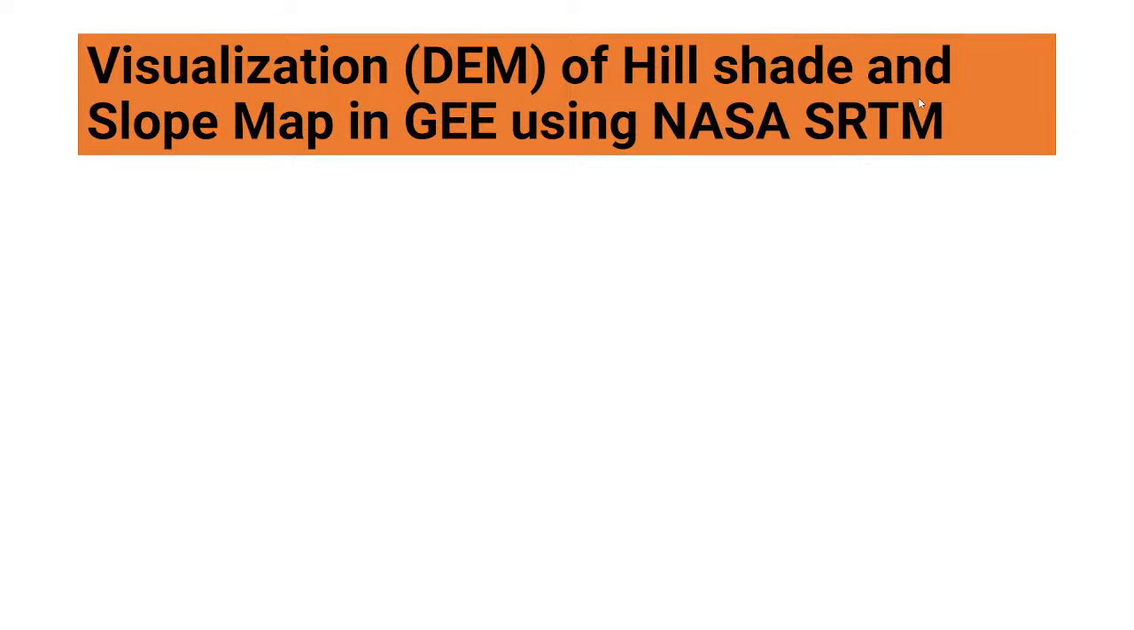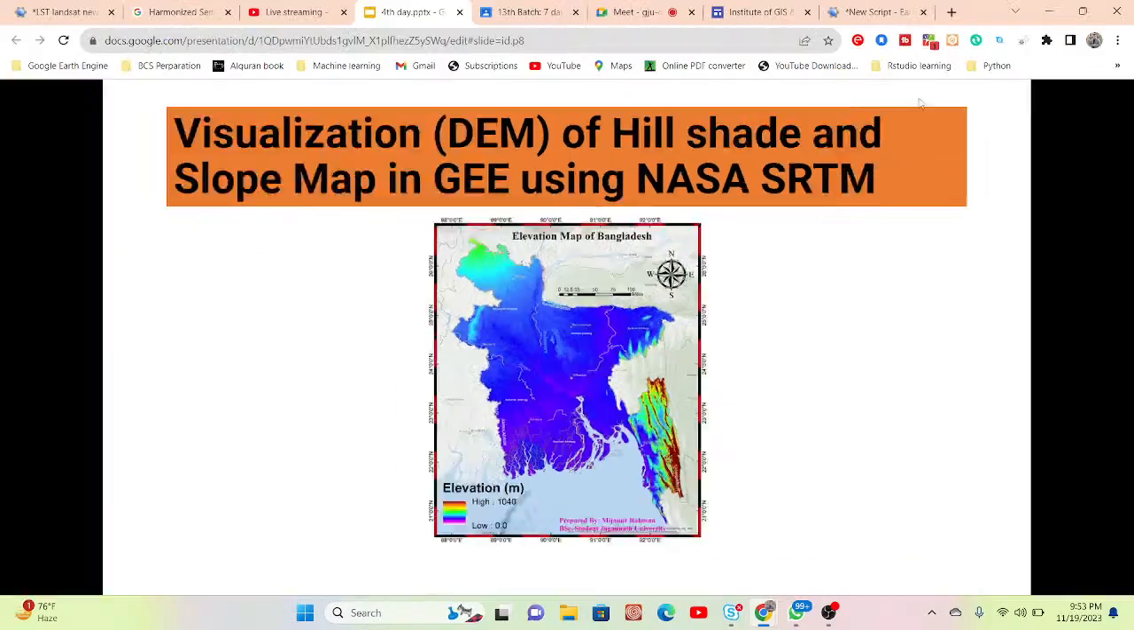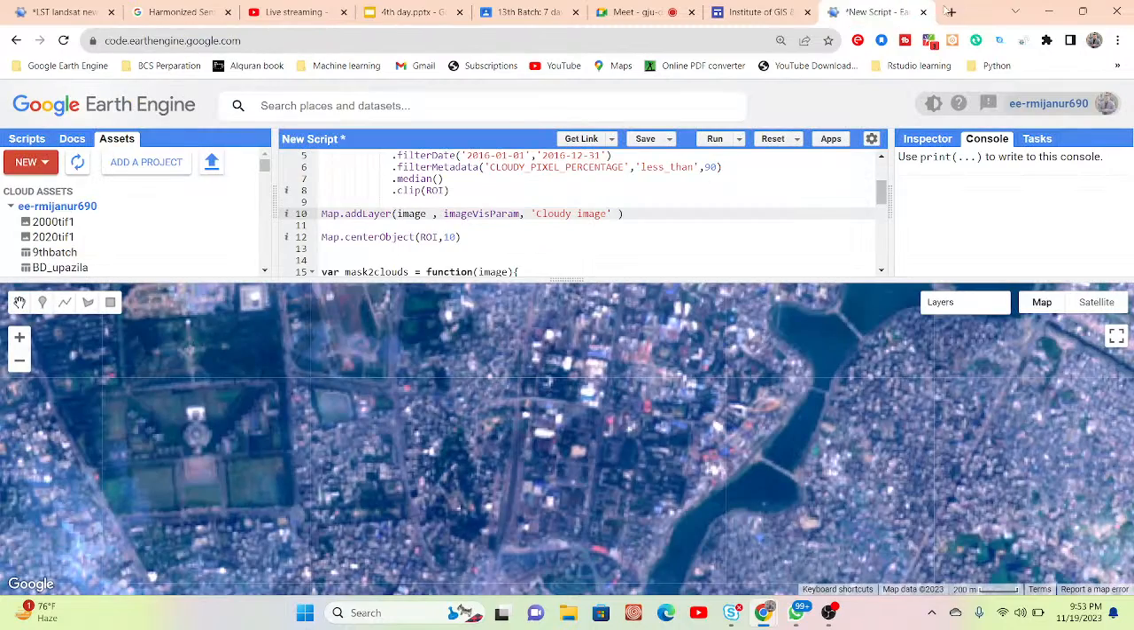So now we talk about the DEM data, digital elevation model data, and using the DEM data, how we can easily create the hillshade map, slope map, aspect map. Okay, so let's go one by one. I show you all of these things. So I just open a new code editor.